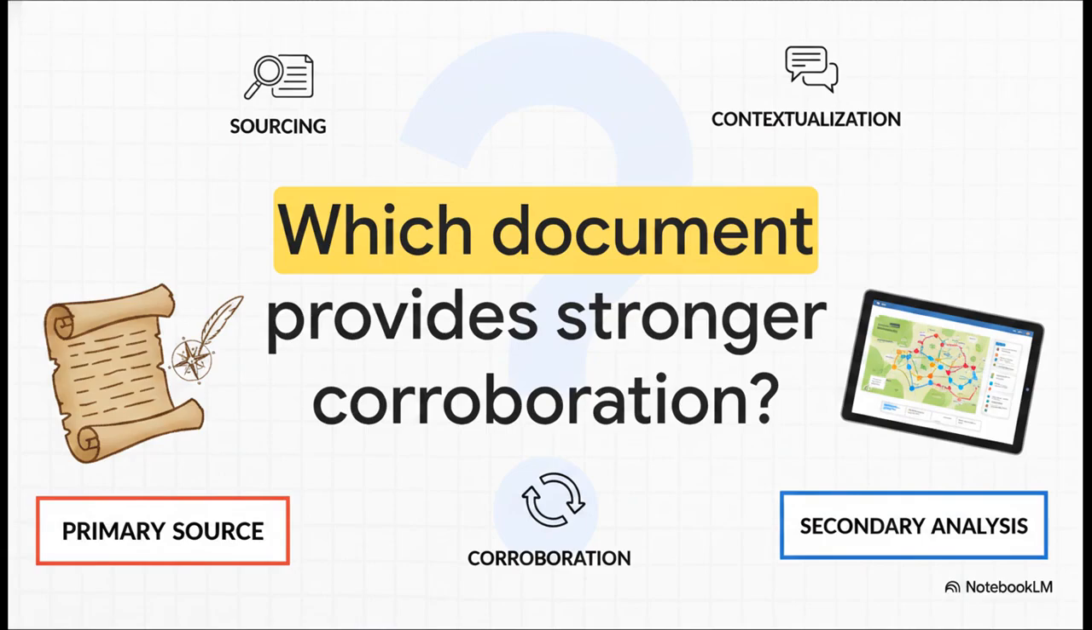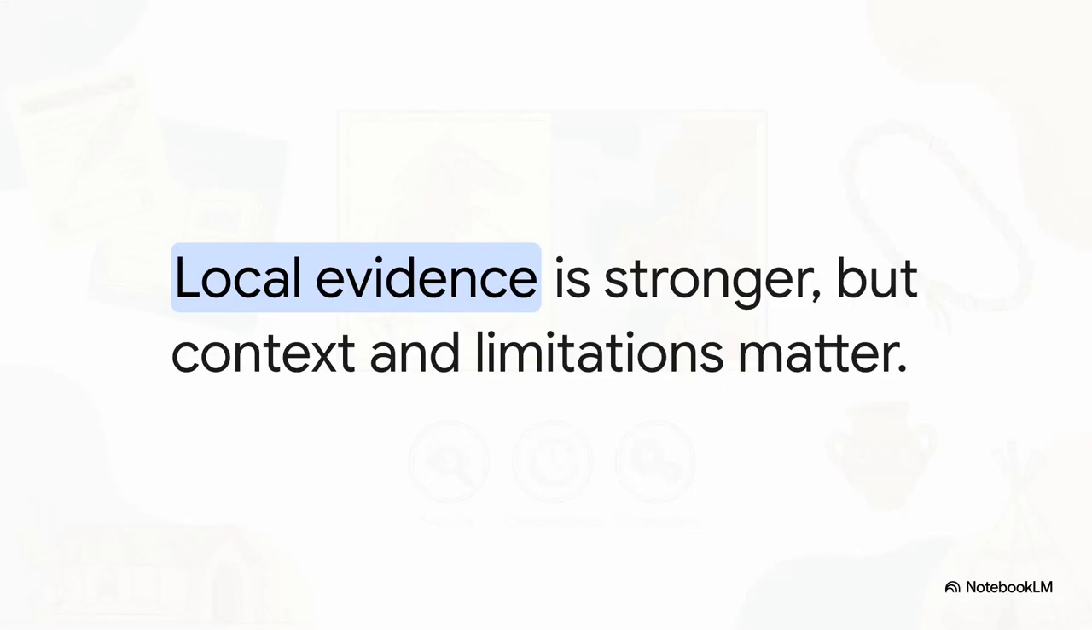Time for pause check B. Which of these two documents provides stronger corroboration for a claim about that specific nation's internal governance? The immediate answer, reasoning, is that same nation or local evidence, like Document A, is stronger for a specific claim because it offers a true insider's perspective, though you must still evaluate its context and limitations too.